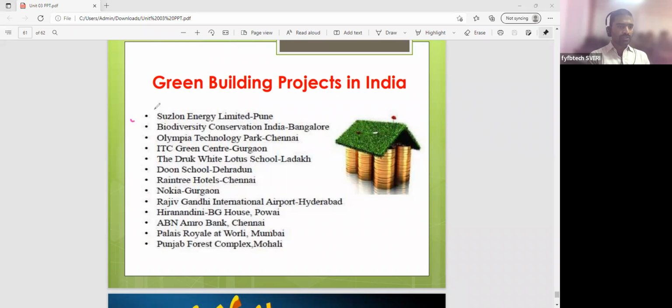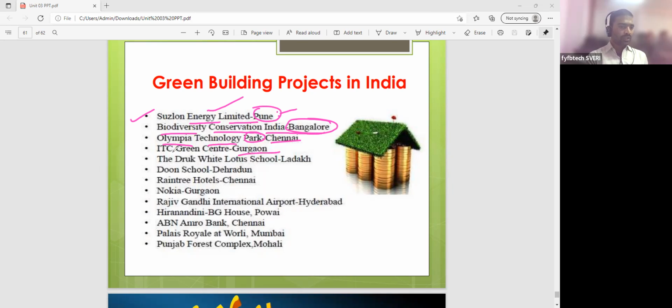First one, Suzlon Energy Limited, Pune. In that they are using the green building concept. Biodiversity Conservation India in Bangalore. Then Olympia Technology Park in Chennai. That park is made up of green building. This Biodiversity Conservation of India in Bangalore is a green building. And in Pune, Suzlon Energy Limited is made up of green building.